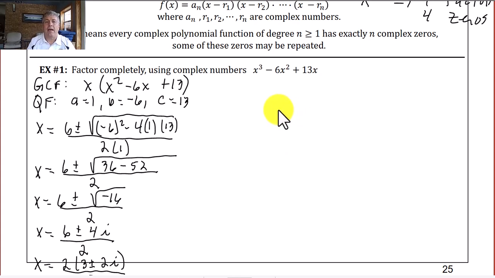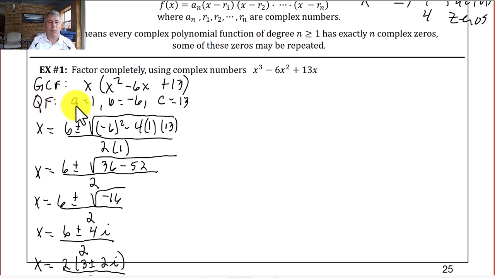So sample 1 asks us to completely factor this expression x cubed minus 6x squared plus 13x. They give us a hint we're going to have complex numbers here. So I took the liberty to factor out the greatest common factor of x, leaving us with x squared minus 6x plus 13. I tried to factor that and I couldn't. There aren't any factors of 13 that add up to -6, so this isn't factorable. So now I'm going to use the quadratic formula to find out what the factors are, the x-intercepts are, and we'll back into those factors in just a minute.